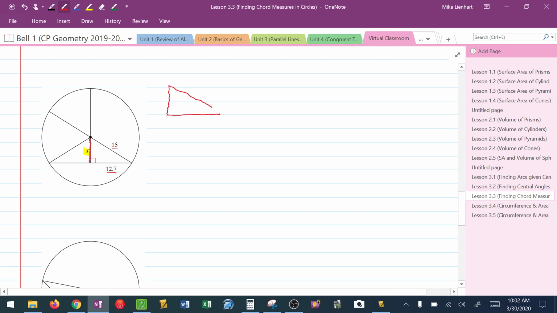And if I have this right triangle here, I know that this is 15, this is 12.7, and they want me to find x. So even though I'm dealing with a circle and I got all these lines going everywhere, that triangle is all I've got to focus on. To find the measurement of x, I'm going to use the Pythagorean theorem. Remember, the Pythagorean theorem says c squared is equal to a squared plus b squared. So 15 squared is equal to x squared plus 12.7 squared.